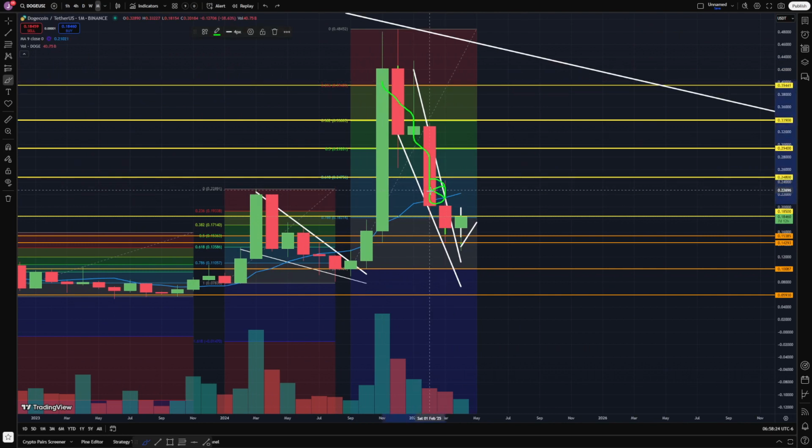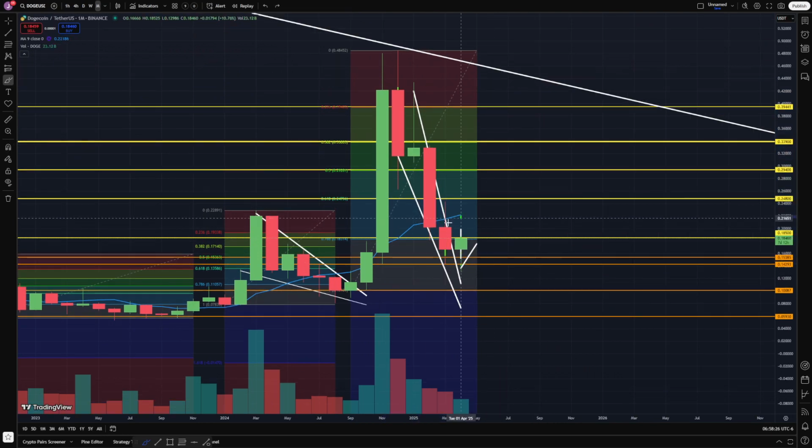Came down over here, tested it, broke through it. Let's see if we could break through it again. And that guy, I was saying 0.221. That'll be the next important level that we have to break through as far as 9 moving averages are concerned.